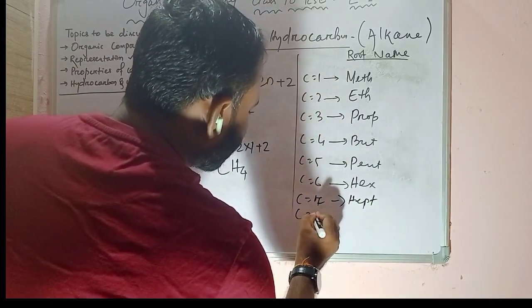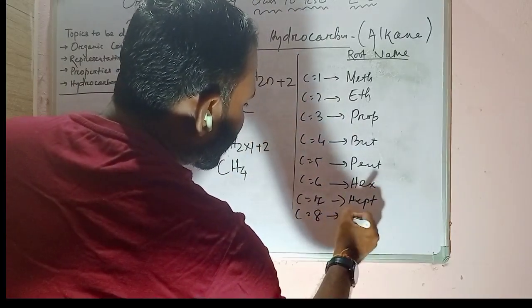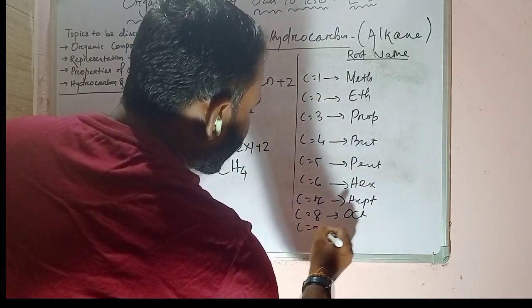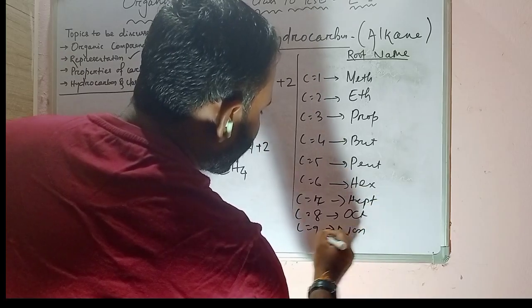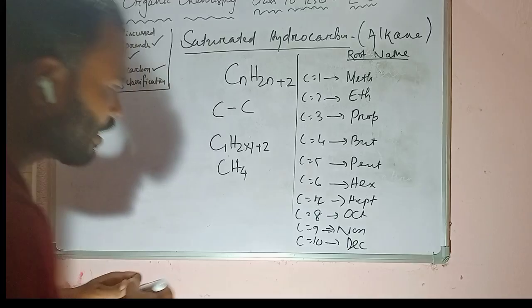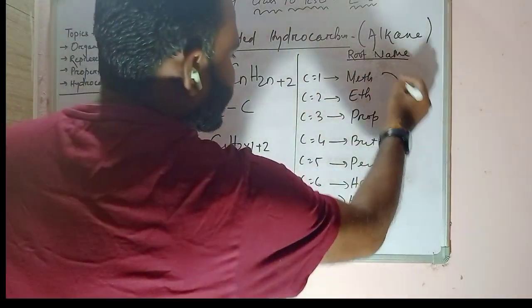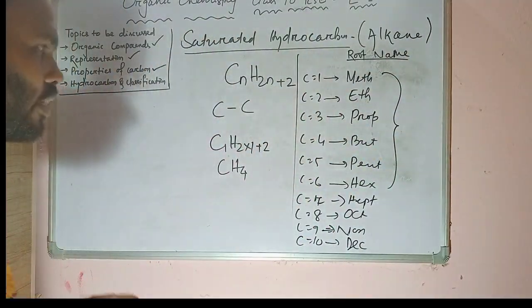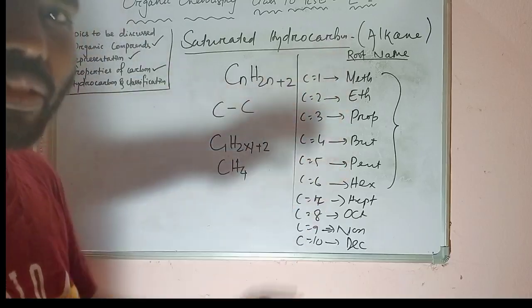When there is 8, it will be oct. When there is 9, it will be non. And when there is 10, it will be dec. But mostly for ICSE we need up to this much, it is enough. If you can remember up to this, it is better for you, right?